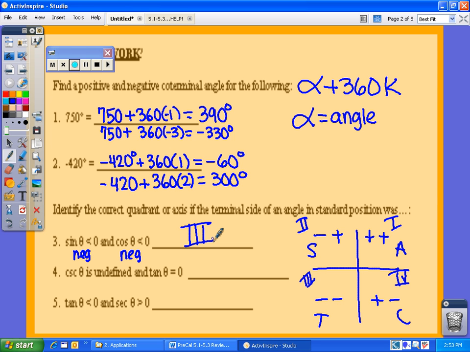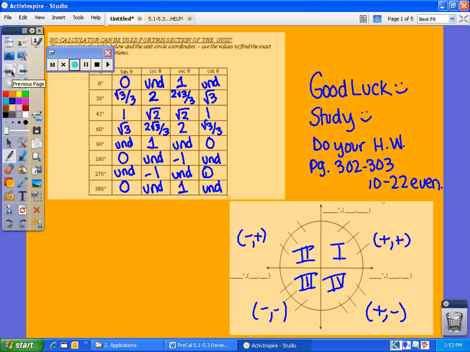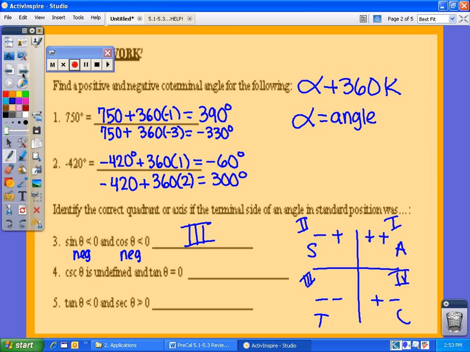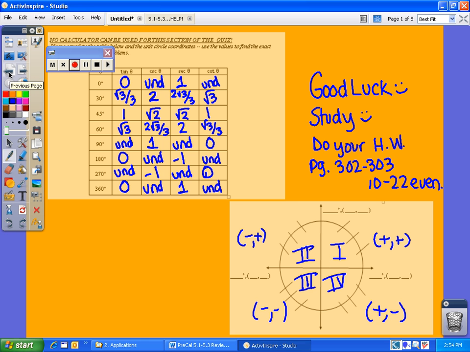Okay, next one says cosecant is undefined. If we go back to the chart, you'll see that cosecant is undefined in a few places. It's undefined at 0, undefined at 180, and undefined at 360. Okay? Now, you have to also look to see what else they're asking for. So we just said 0, 180, and 360 cosecant is undefined. And then they want to know where is tangent equal to 0. So if you go back to your chart, tangent is equal to 0 at 0, 180, and 360.